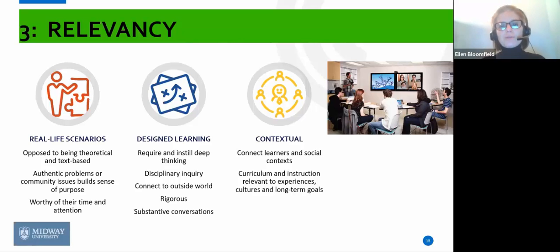And so those are 3 things when you're designing lessons or activities in class. You do want to try to make it as relevant as possible so that they understand the why. Why am I learning this?